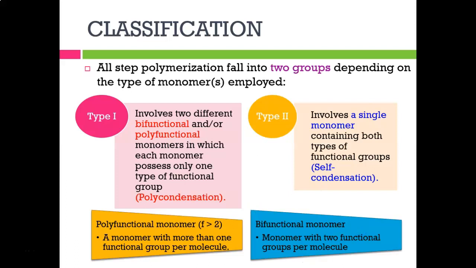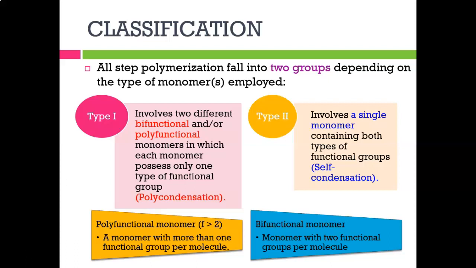All step polymerizations fall into two groups depending on the type of monomers employed: type 1 and type 2. Type 1 involves two different bifunctional or polyfunctional monomers, in which each monomer possesses only one type of functional group. We call it polycondensation. Polyfunctional monomer means that it has more than two functional groups in one monomer.